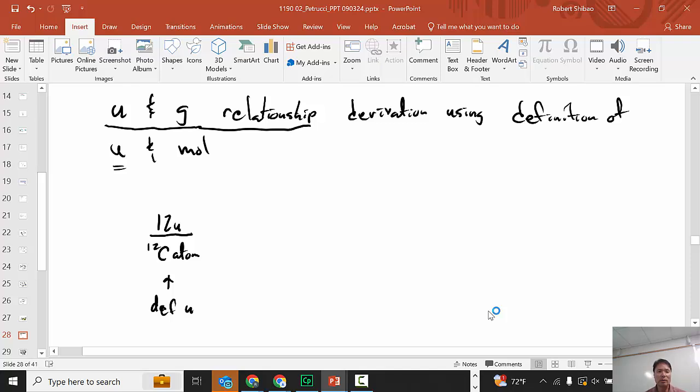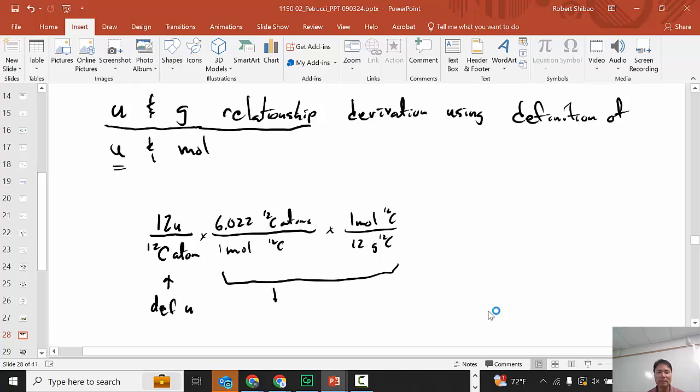And so, in other words, there are going to be 6.022 times 10 to the 23rd carbon-12 atoms in a mole of carbon-12. And a mole of carbon-12 is exactly 12 grams of carbon-12. And so if we multiply these 3 things together, this is the definition of the mole here.